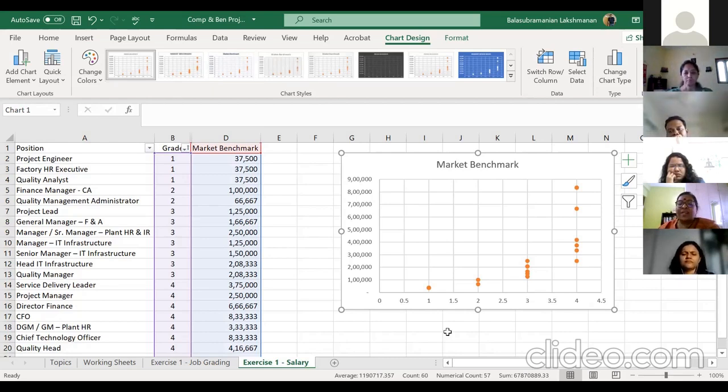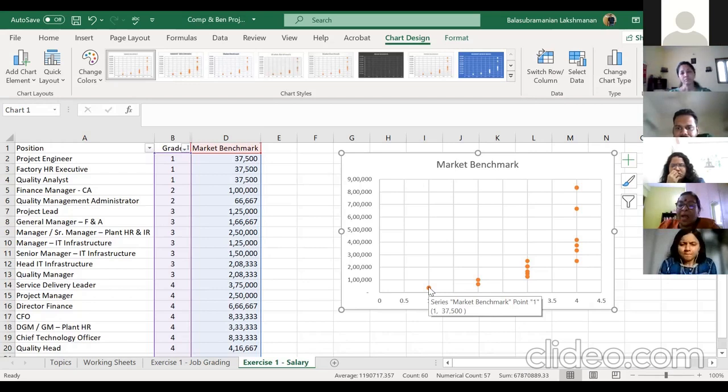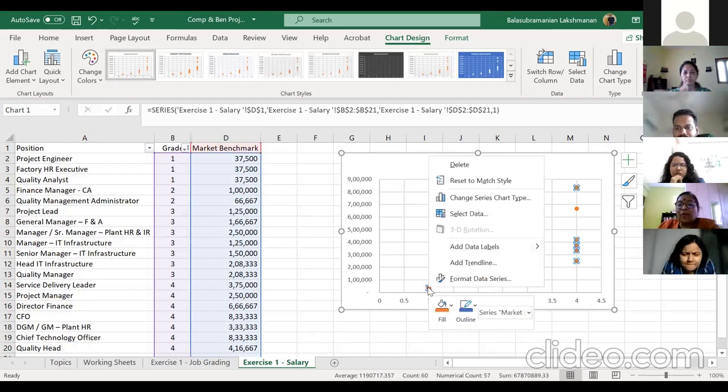If you see, in grade 1 there's only one dot here. How many positions should you have? 3 positions. All 3 have the same value, that's why they're all showing as one. Okay, fine. Now please click on any of the orange dots and right click. Then you can see add trend line. Please add. Click on that.